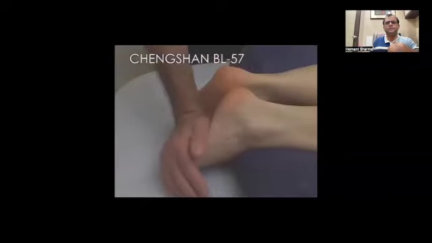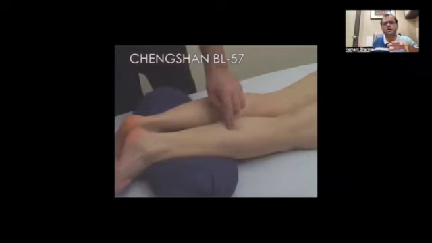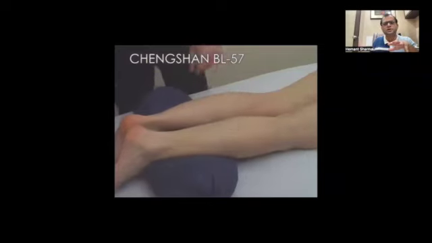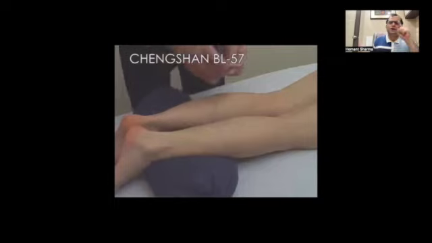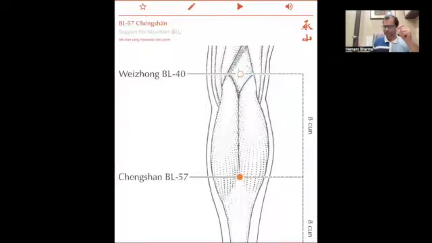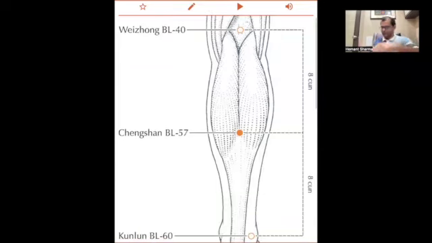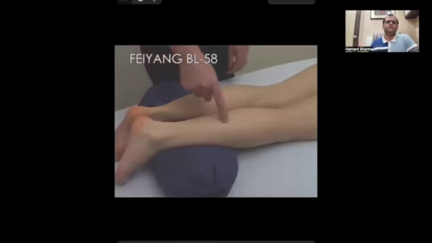So this is the urinary bladder 57. We can see the calf muscle. If we contract the calf muscle, then we can find it at the lower ending. This is the empirical point of the hemorrhoid. So now the next point is bladder 58. That is also the empirical point of hemorrhoid. So 2 points are the empirical points of hemorrhoid.